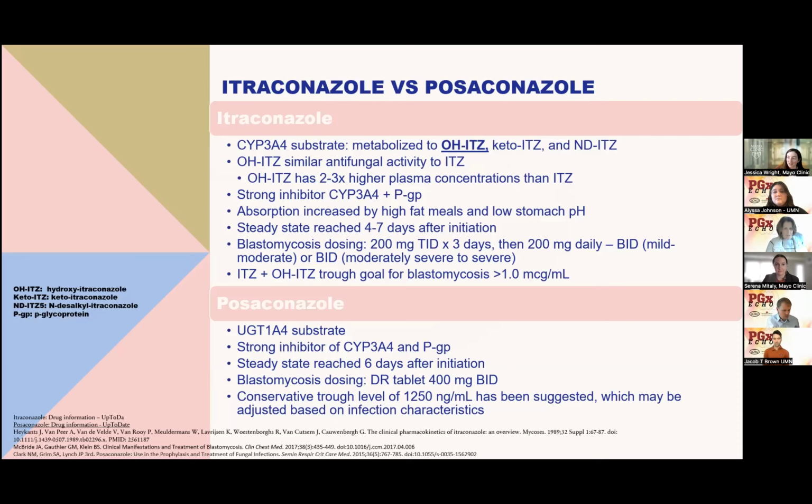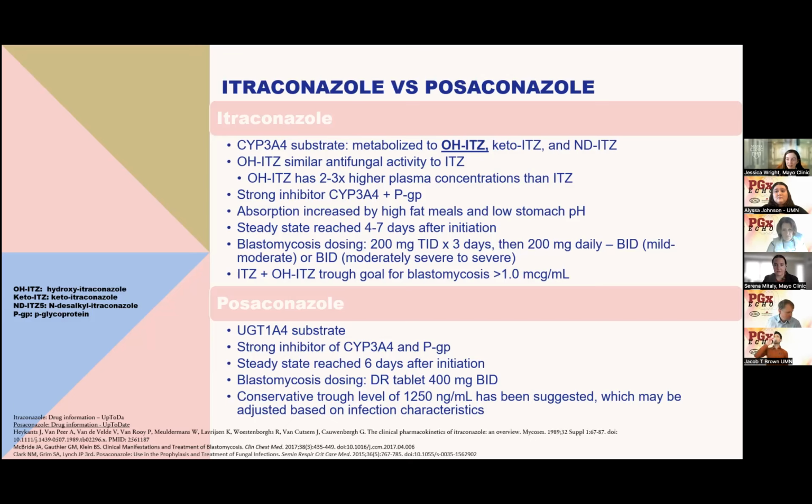Okay, so for slide 2, we have some of the pharmacology aspects of itraconazole and posaconazole I wanted to share with everybody. Itraconazole is a CYP3A4 substrate, and it's metabolized to hydroxy itraconazole, keto itraconazole, and N-desalkyl itraconazole as the 3 main metabolites. But the most important metabolite is the hydroxy itraconazole.